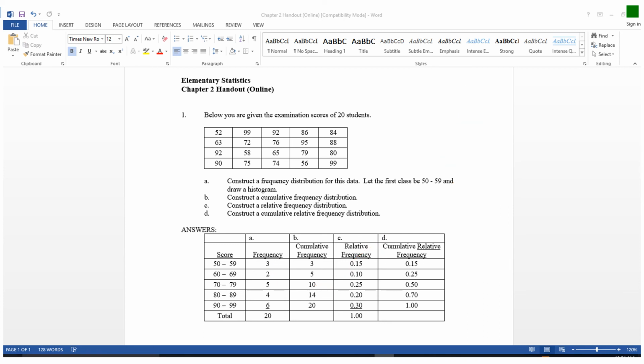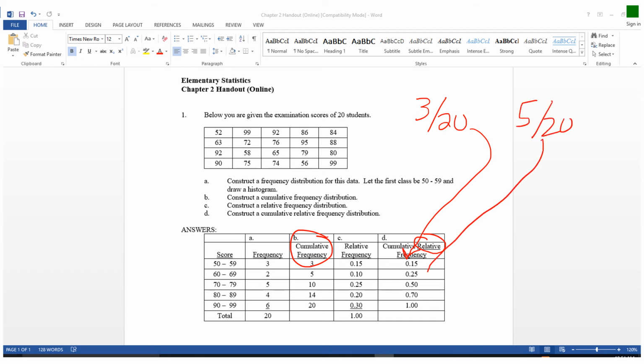Now, the last one would be to take this cumulative frequency and convert it into the relative. It's the same idea as the relative, except you're using these numbers. You still divide by 20, so you take 3 divided by 20 and you'd get 0.15. You'd take 5 divided by 20 and you'd get 0.25 and so forth. Notice when you get to the very last category, that is simply 20 divided by 20, or 1.